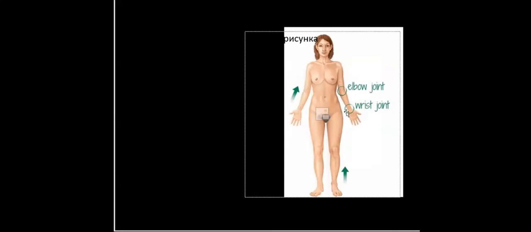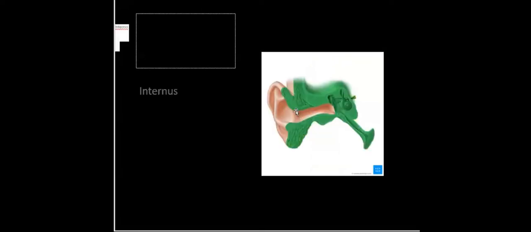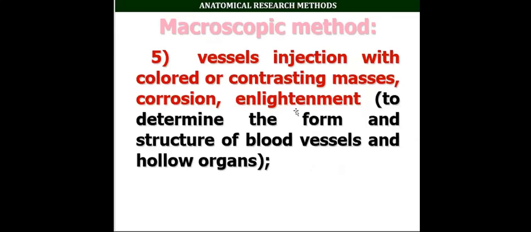And different parts of the limbs, upper limbs and lower limbs, have regions where some joints are located: elbow joint, wrist joint, knee joint, and other joints. In an extremity there are a distal region and a proximal region: proximal is near the trunk, and distal is located at a distance. And there is the internal structure of the ear, for example, and the external structure.